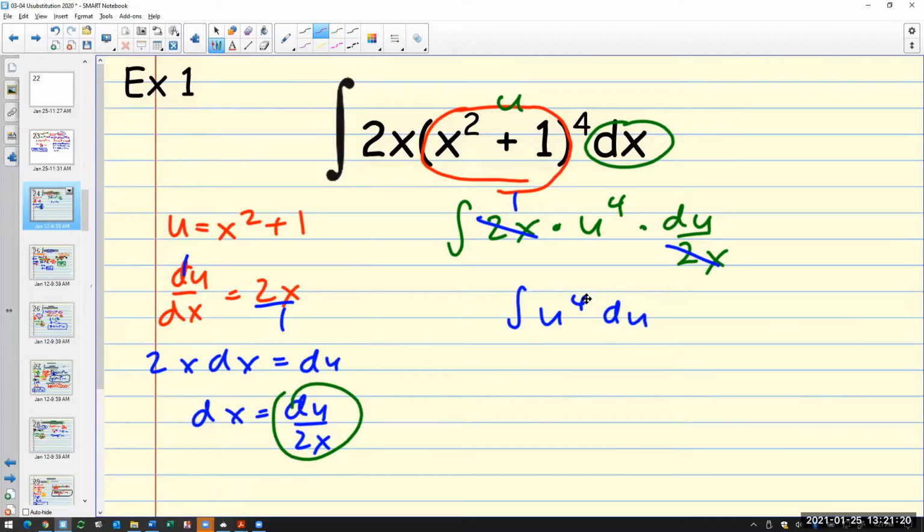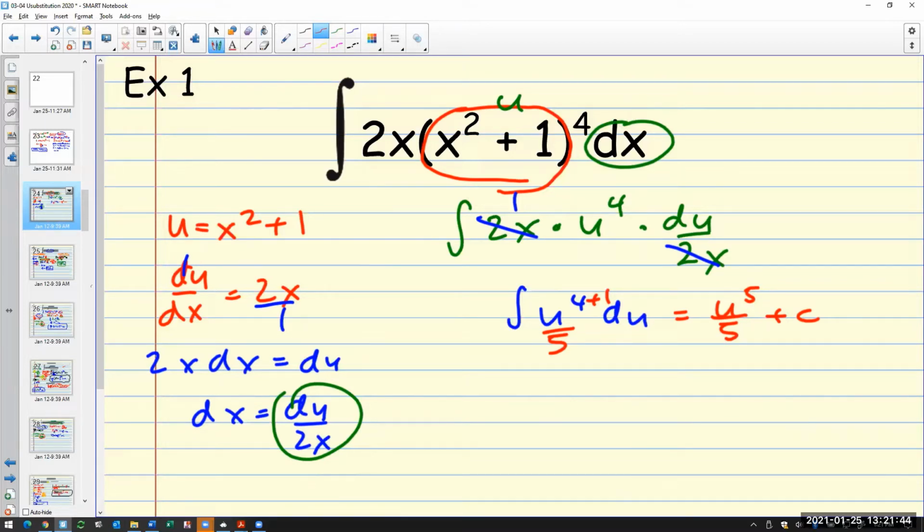So what do you do? You add 1 to the exponent. What's 4 plus 1? 5. You divide by the new exponent. So this answer is u to the 5th over 5 plus C, and that is actually the answer to your problem. It's just the wrong answer, okay? It's actually a great answer. It's just the wrong answer because your problem had no u's to begin with.